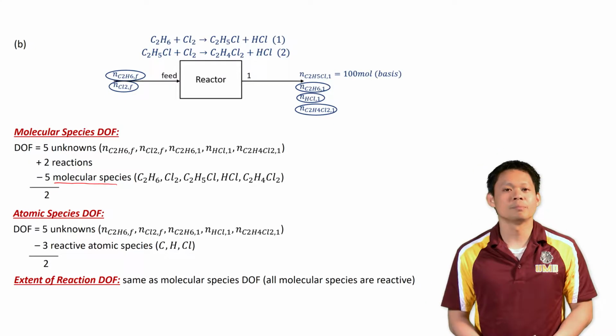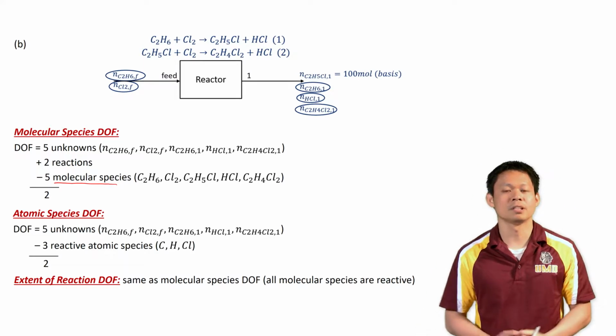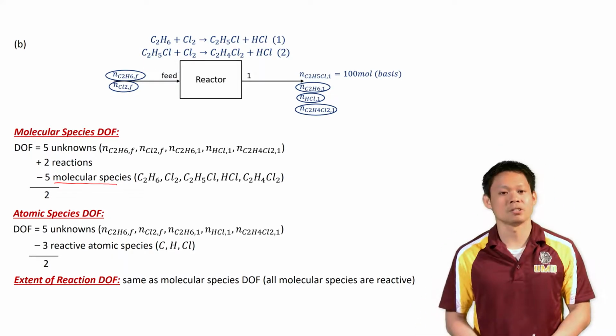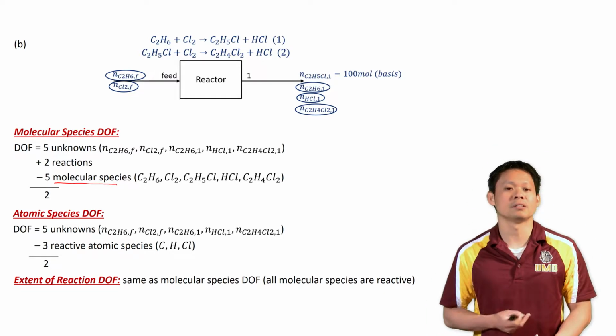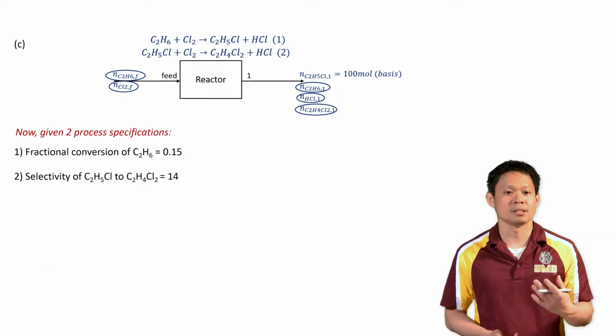What does a degree of freedom of 2 mean? It means, number 1, we cannot solve this problem fully. We cannot solve for all these 5 unknowns just based on the information given to us. How much more information do we need? We need 2 more pieces of information. And those 2 pieces of information are given in part C.